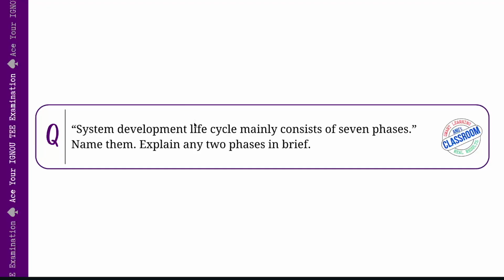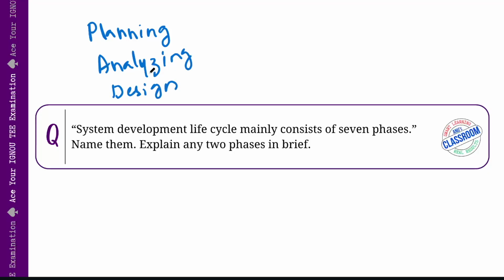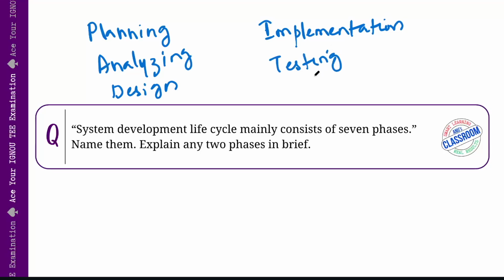There are 7 main phases of SDLC. Let us list them down one by one and then look at them in detail. First is planning. The next is analyzing. The third phase is design. Then the fourth phase is implementation. Fifth phase is testing. Sixth phase is deployment. And the last but not the least phase is maintenance.